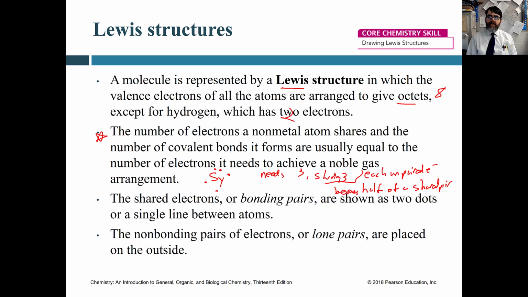And so each unpaired electron becomes half of a shared pair. And so this one is going to end up sharing 3 pairs of electrons. And the non-bonding electrons are called lone pairs. The bonding electrons are called bonding pairs, or as I just mentioned, shared pairs. I've also heard these called unshared pairs.